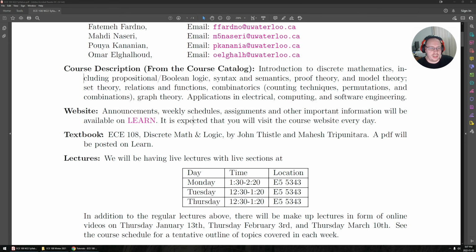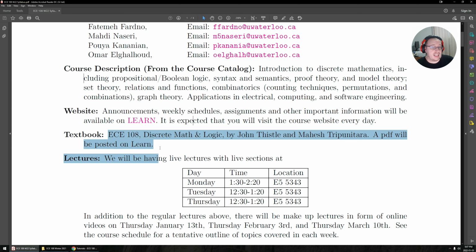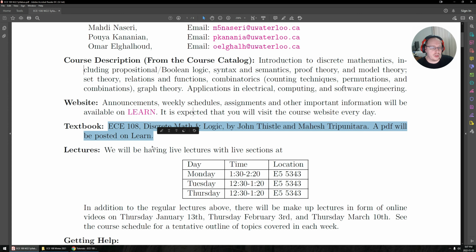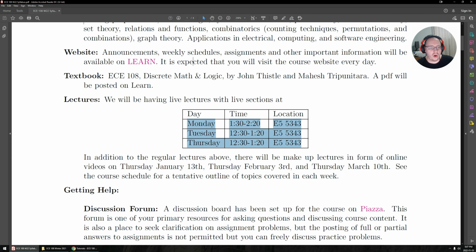Okay, so let's just go through the rest of this. Textbook, that's the textbook. It is available on Learn. You saw where it was posted. Lectures, here are our regular lecture times. And in addition to these regular lectures, we're going to have some makeup lectures. In particular, these are the 3 dates of our 3 makeup lectures.